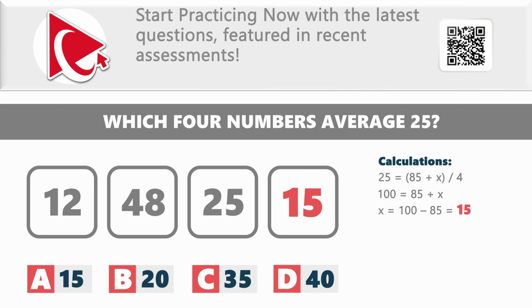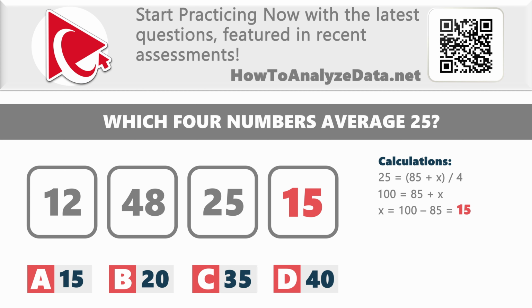And let's make sure we walk the talk and don't repeat typical mistakes. Let's verify our answer. 12 plus 48 plus 25 plus 15 equals 100. 100 divided by 4 equals 25. It looks like our calculations are correct, and the correct choice here is choice A, 15.